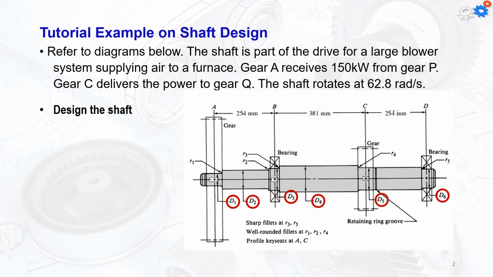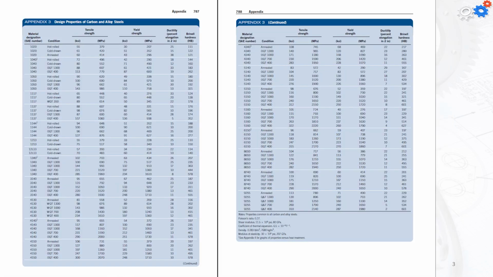Usually the steel can be classified into different types, and each of them is going to have different properties. If you check the appendix at the end of the textbook, you'll find a list of the available steel types. This is an example of Appendix 3, where we have the desired properties of the carbon and alloy steels.